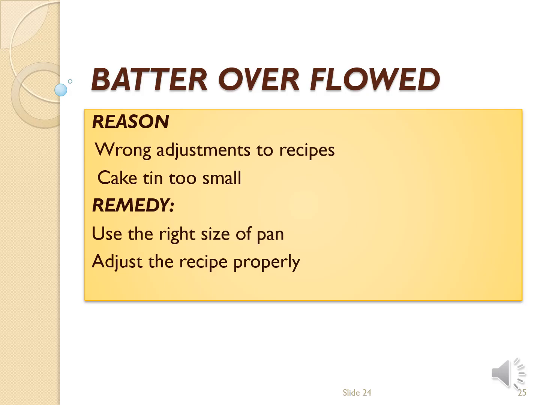Another general fault: batter gets overflowed from the tin. This happens when there is wrong adjustment to the recipes. The cake tin is small, and when the batter rises while getting heat in the oven, it comes out of the pan. Therefore, the right size of pan should be used and the recipe adjusted properly.